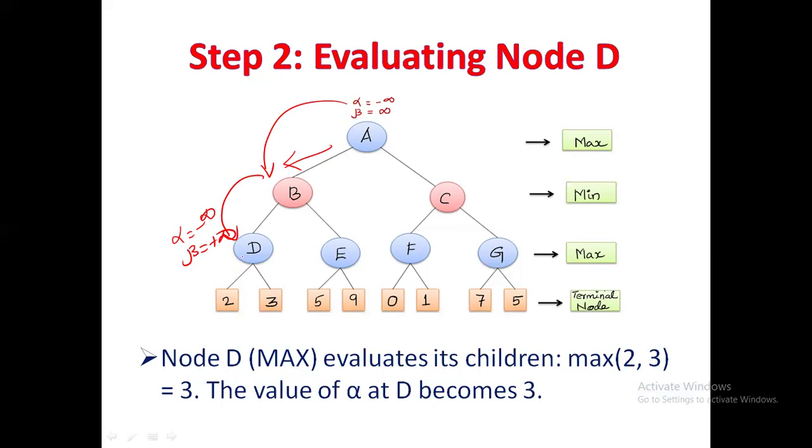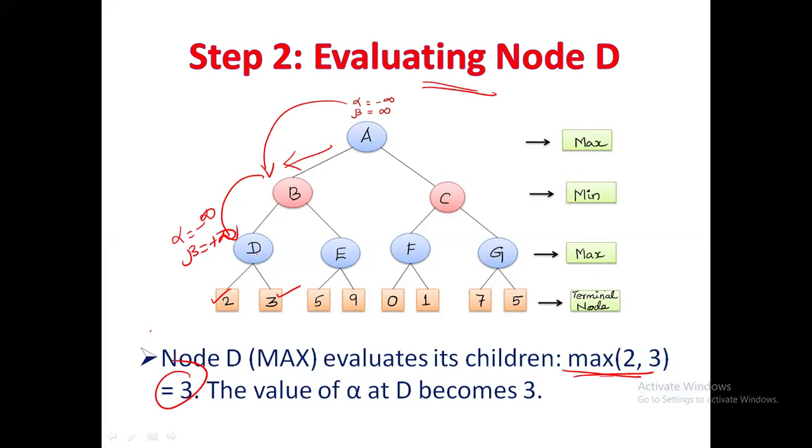Node B, first evaluating the next step, is evaluating the node D. Since this node is a max node, it evaluates its two child nodes, here 2 and 3. The maximizer selects the highest value from its children. So the maximum of 2 comma 3 is what? The value 3 will be selected.